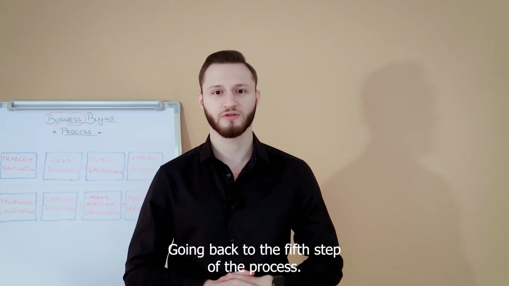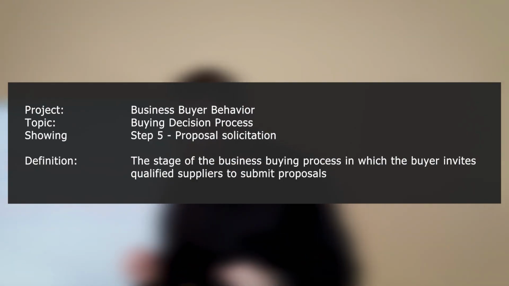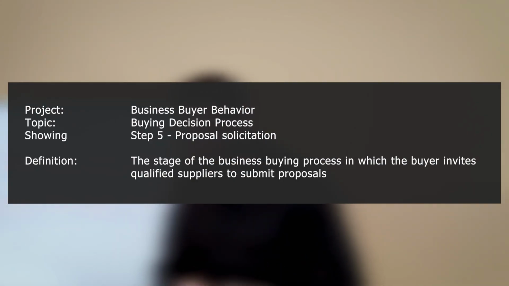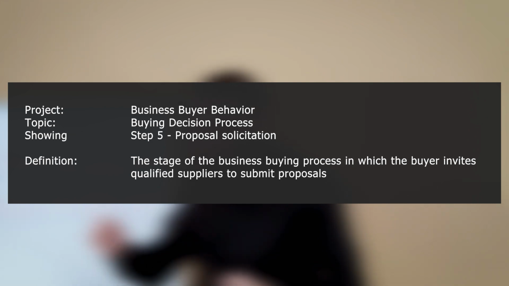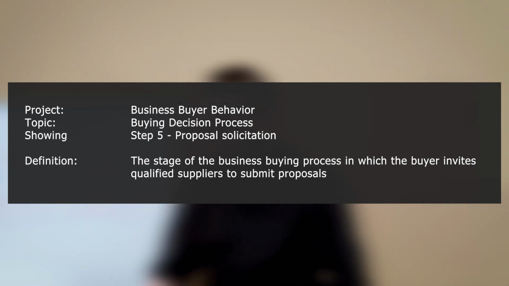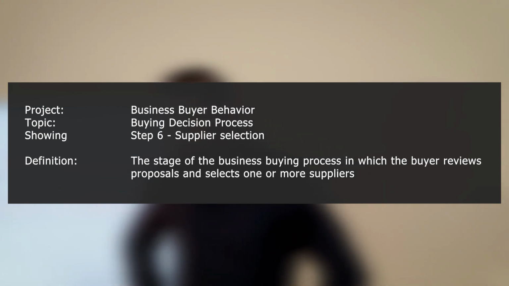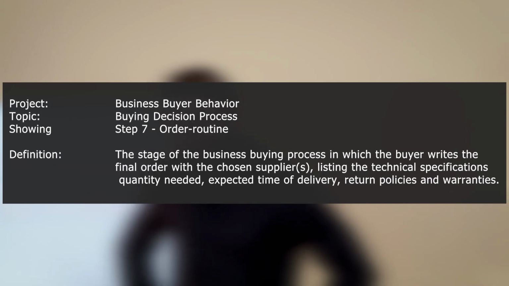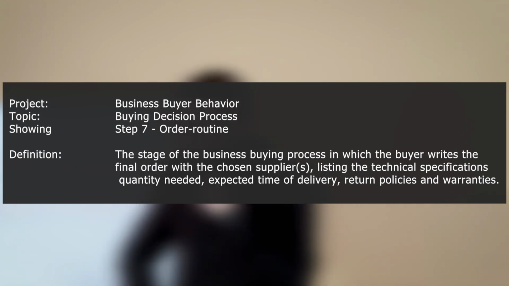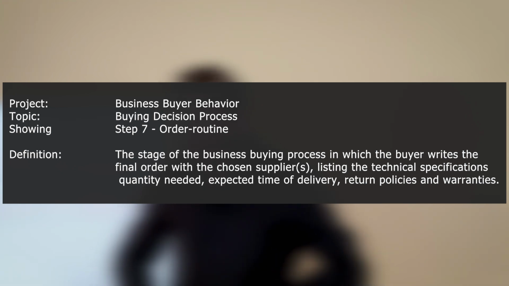Going back to the 5th step of the process. Proposal solicitation is the stage of the business buying process in which the buyer invites qualified suppliers to submit proposals. Supplier selection is the stage of the business buying process in which the buyer reviews proposals and selects one or more suppliers.